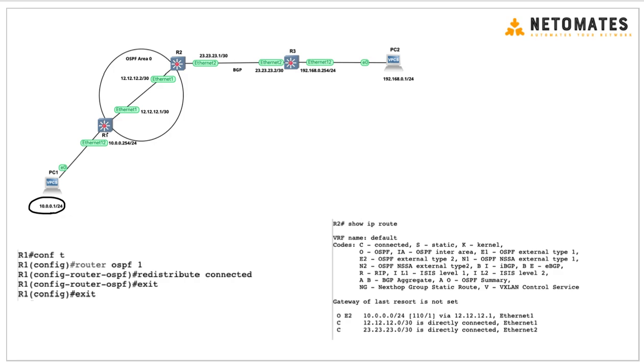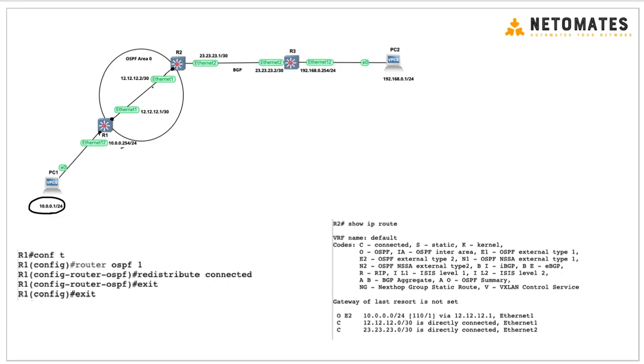So let's look at R1. R1 already knows this network because it has a connected interface. So there is no need to add any information or tell R1 how to reach PC1, because it already knows through the connected route. Then look at R2. R2 is not directly connected to PC1, but it has an OSPF connection to R1. But as we only enabled OSPF on these two interfaces, OSPF will not advertise this route because OSPF is not running on this interface.